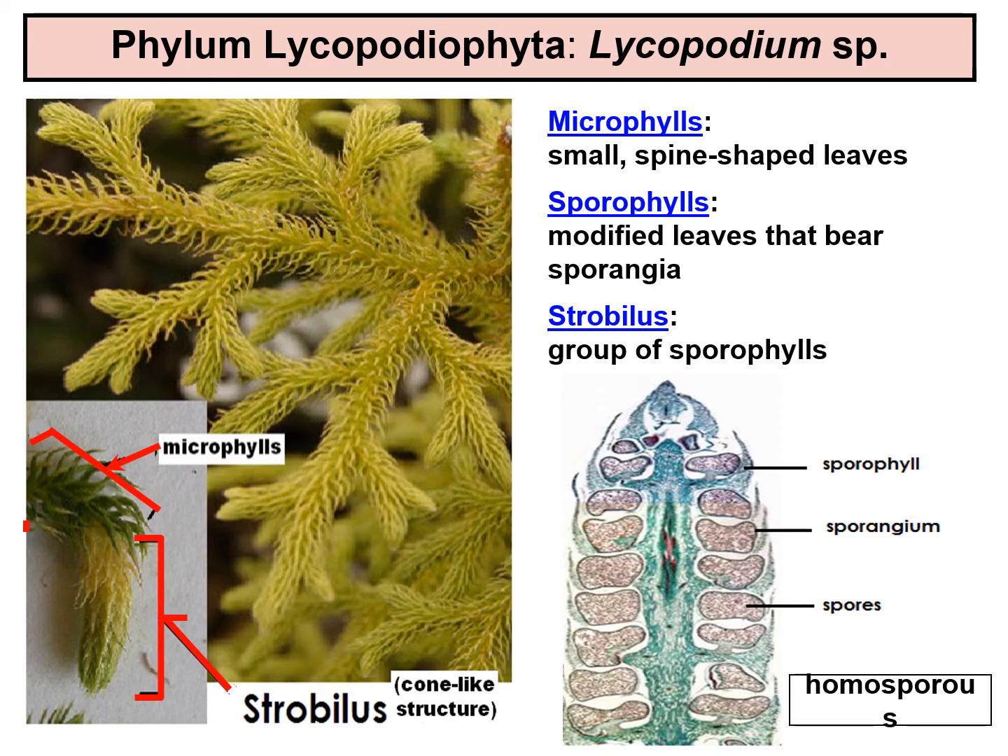Lycopodium species are homosporous. Dia macam pokok ru, small spine shaped leaf, tajam-tajam ni. Modified leaves that bear sporangia. Microphyll ni, kat hujung ni biasanya ada sporangia. So sporangia di hujung ni kita panggil dia strobilus. Strobilus ni ada sporofil. Sporofil ni yang daun ni, yang struktur daun ni. Ni the whole structure is strobilus. And then setiap sporofil ni dia melindungi sporangium.